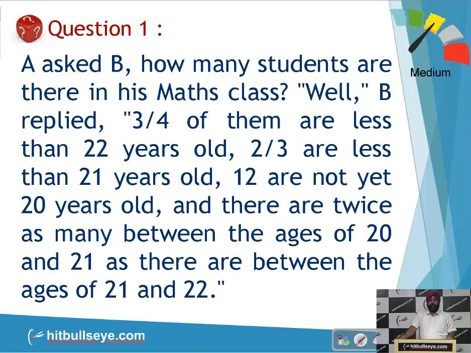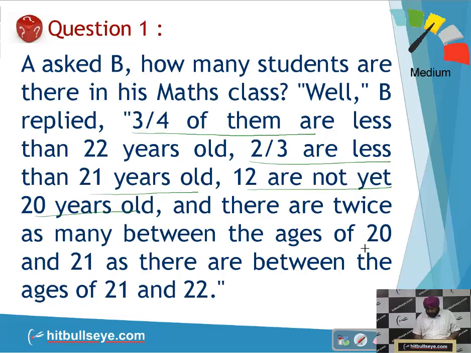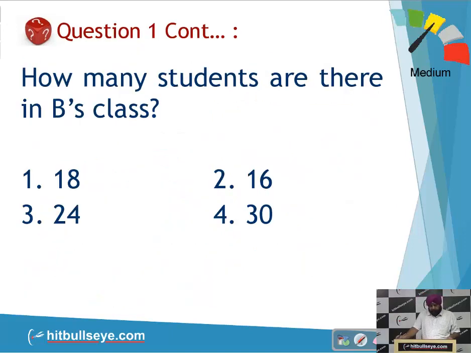Here comes the first question. Please read it. This is a typical competitive exam question. Lengthy, verbose, time consuming. Just have a look at the question. He asked B how many students are there in his maths class. He replied 3 by 4 of them are less than 22 years old, 2 by 3 are less than 21 years old, 12 are not yet 20 years old, and there are twice as many between the ages of 20 and 21 as there are between the ages of 21 and 22. You'll find a lot of questions of this type in competitive exams. The question is, how many students are there in B's class?